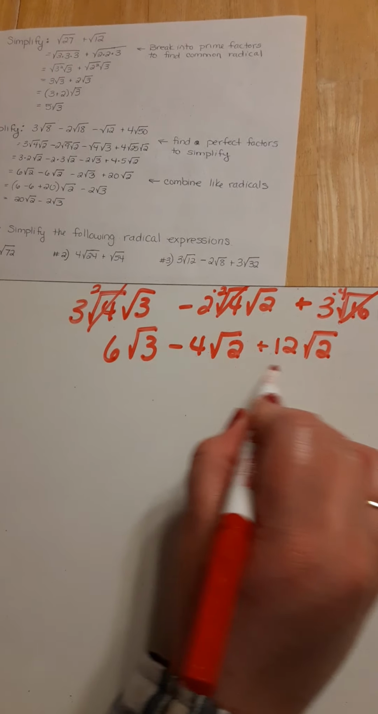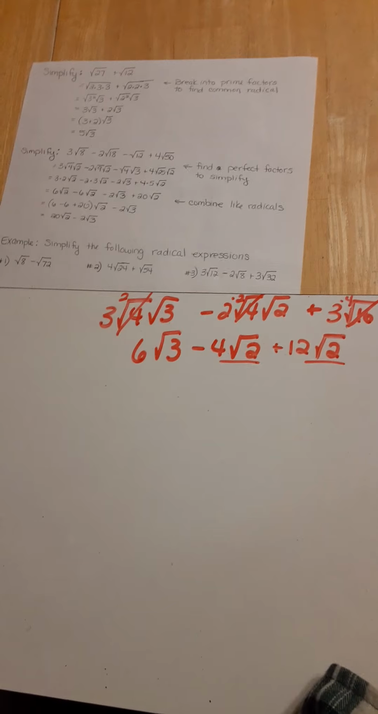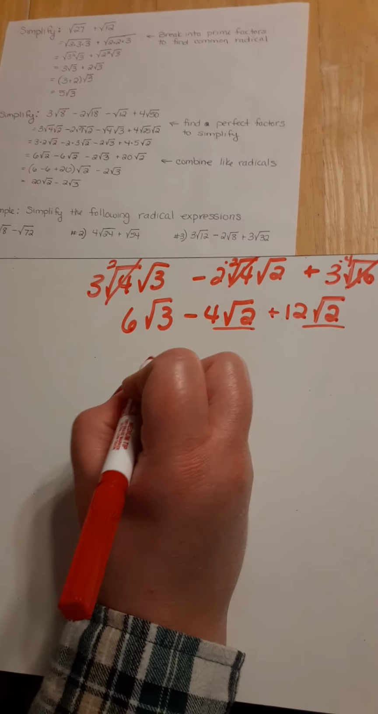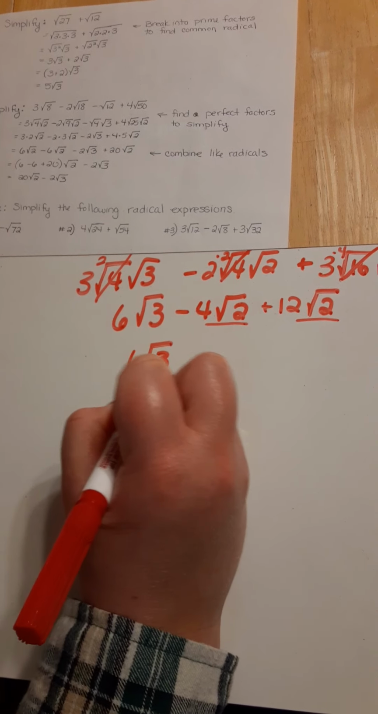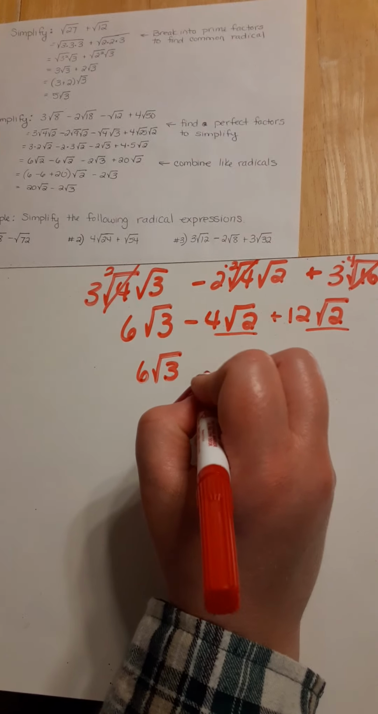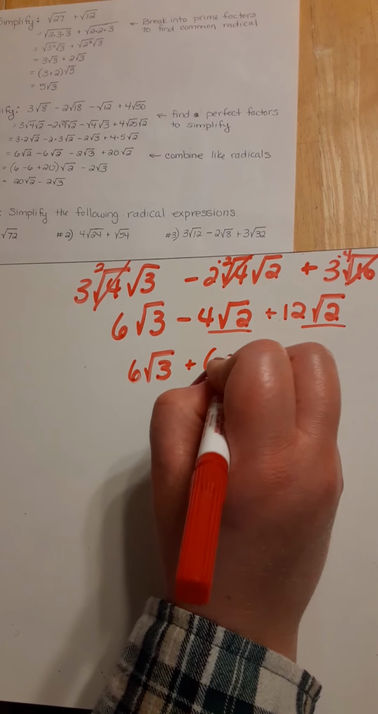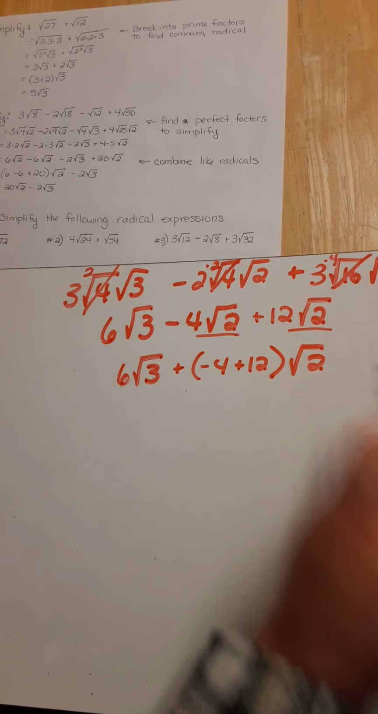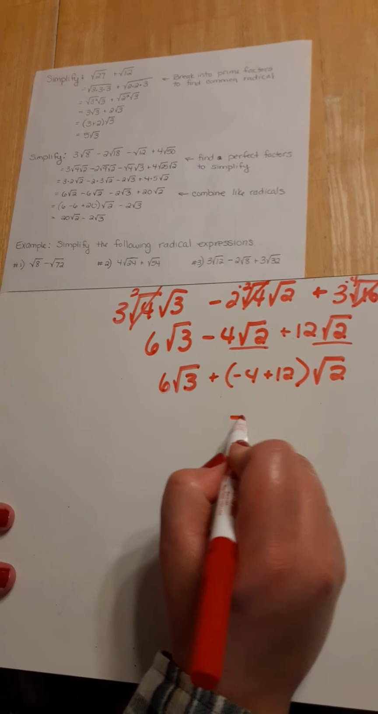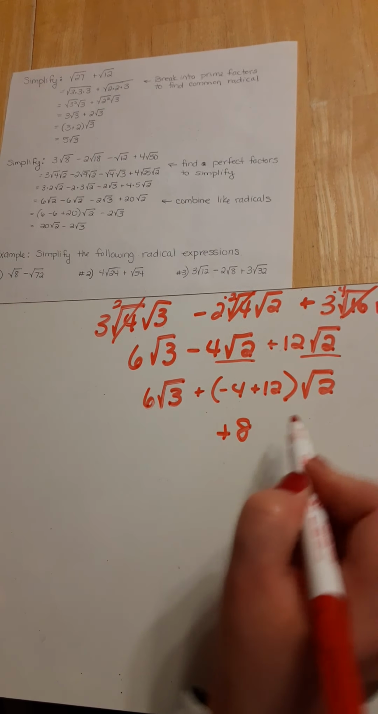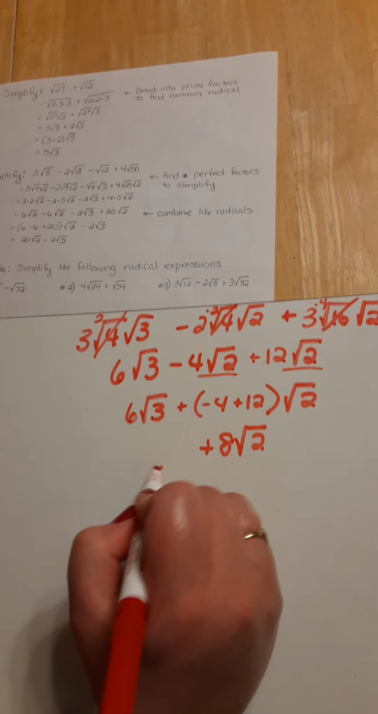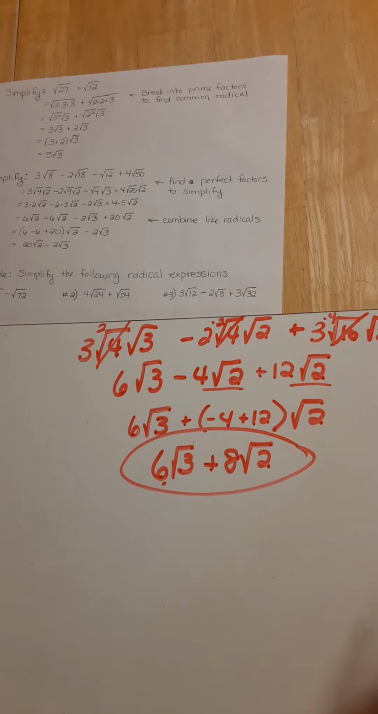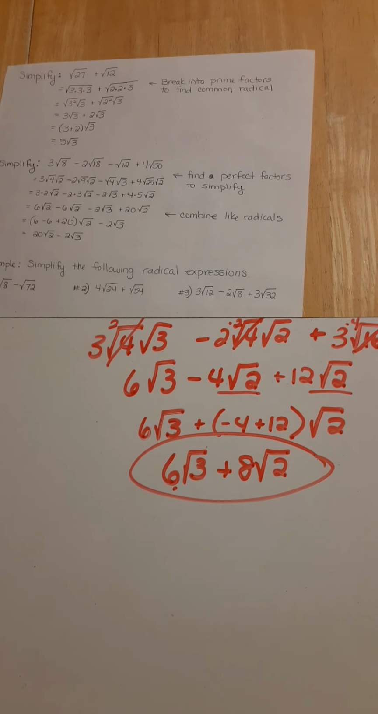Okay, if you notice, these are the ones that have the same square roots, so we can go ahead and work with that. We're going to go ahead and do 6 times the square root of 3. And now let's do our math here. We end up with negative 4 plus 12 times the square root of 2. That ends up being positive 8 times the square root of 2, and we need to attach that 6 times the square root of 3 in front. And that's our final answer.